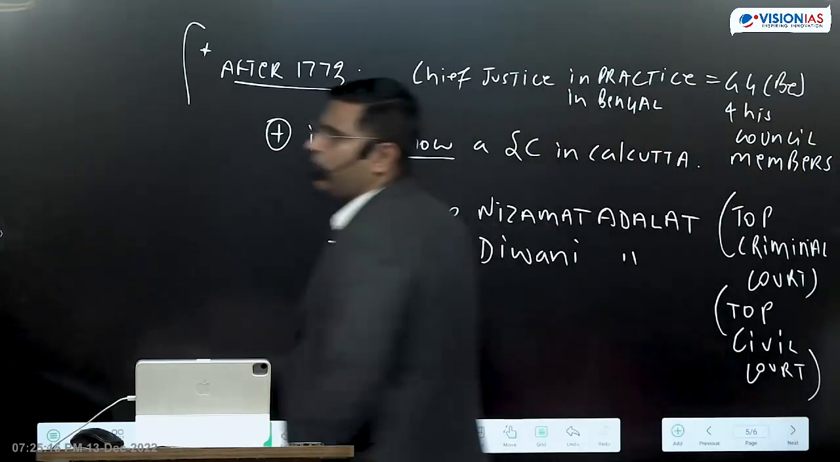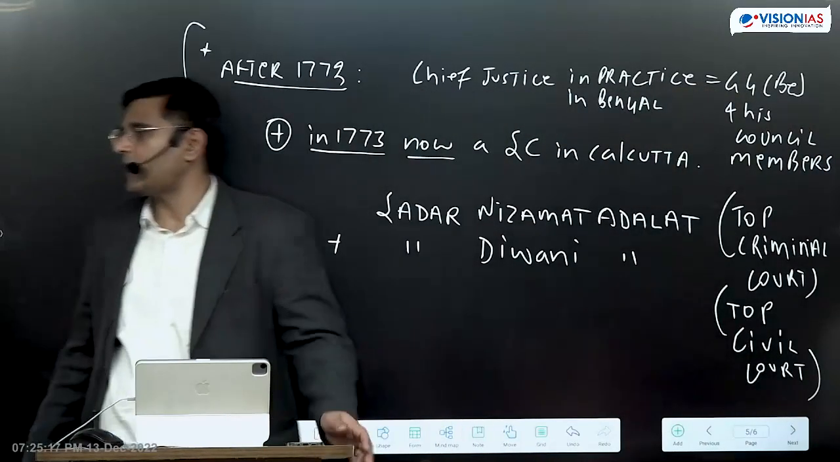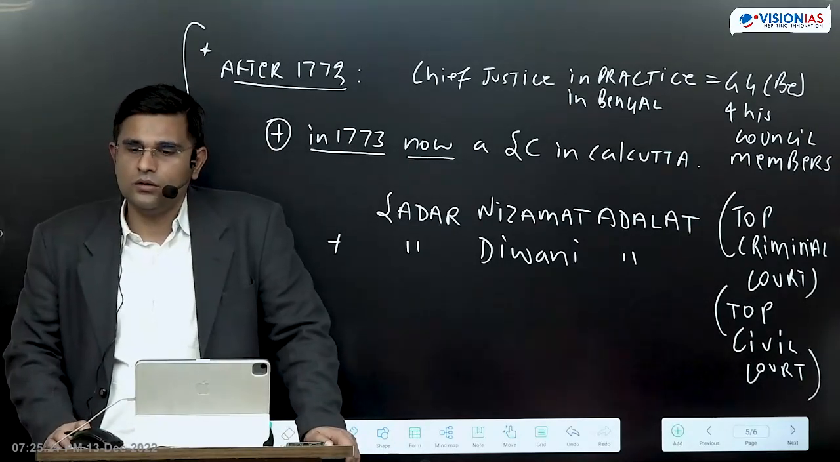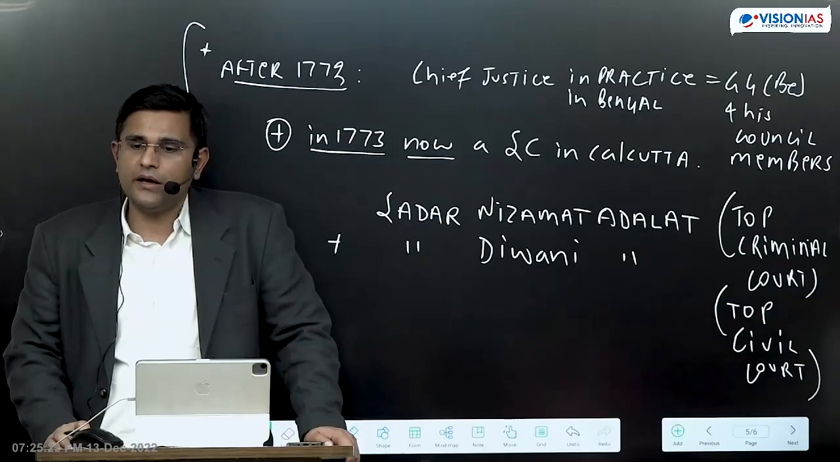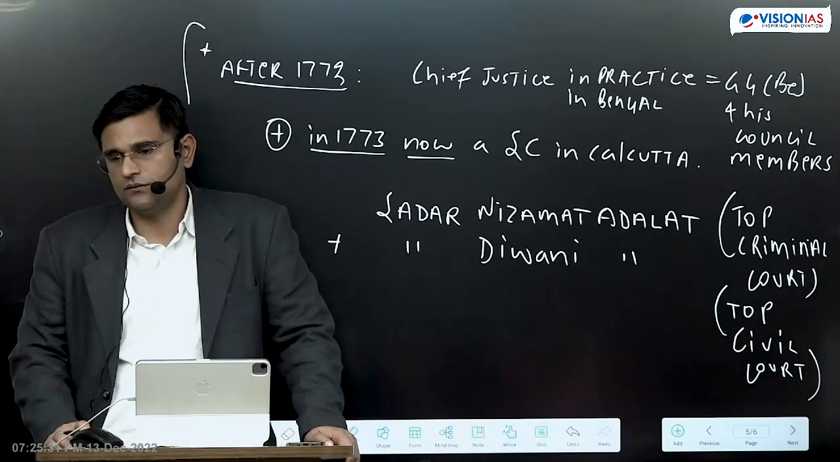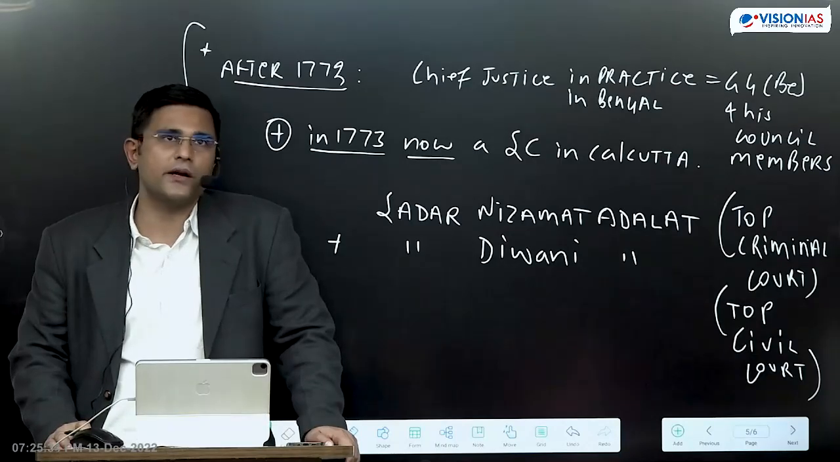up federal court. GOIA 1935 set up federal court that became today's SC of India. Brackets closed. That became today's Supreme Court of India.